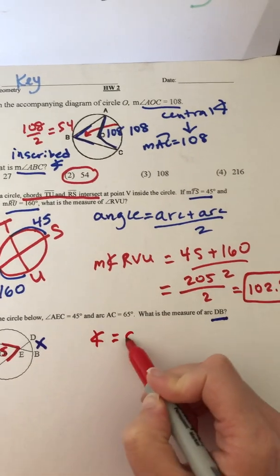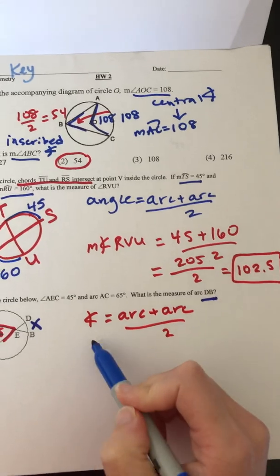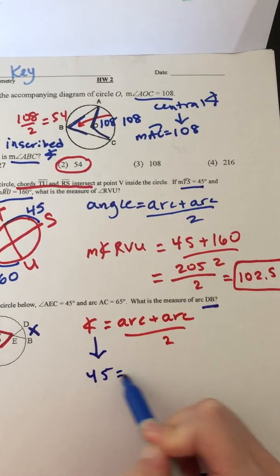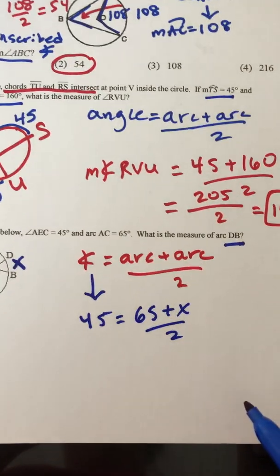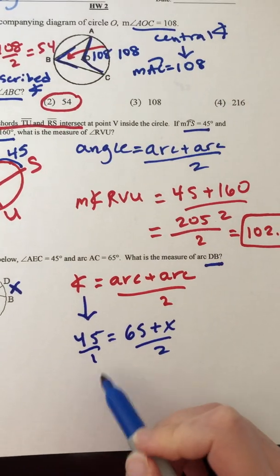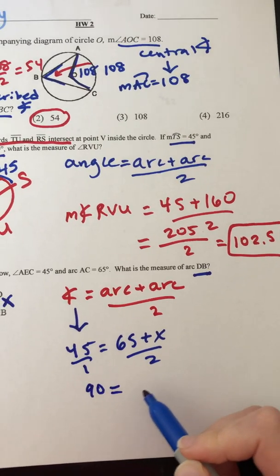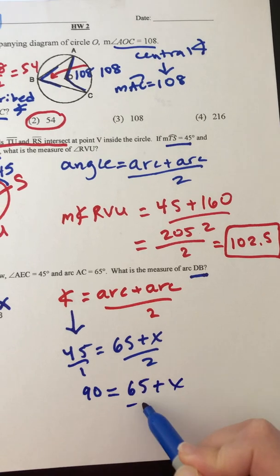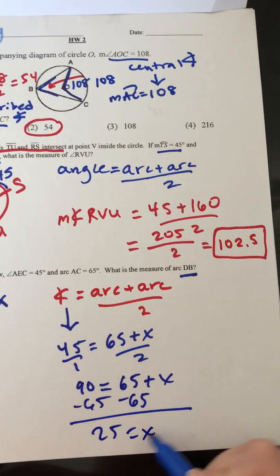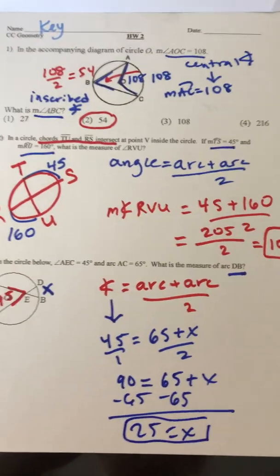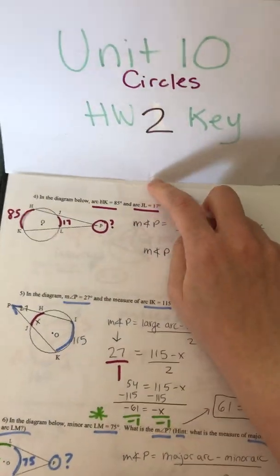So I'm going to write angle equals arc plus arc divided by 2. Wrote my formula. Now let's plug it in. The angle itself is 45 degrees. The arcs are 65 plus x divided by 2. Well, we can cross multiply. Put it over 1, cross multiply. 45 times 2 is 90. 1 times the 65 plus x is still 65 plus x. Subtract 65 on both sides. You get 25 is your x value. And that's your answer.